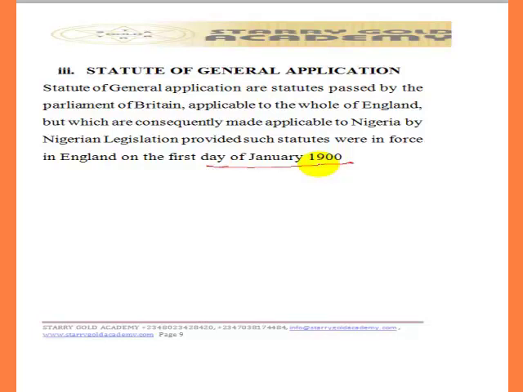And that's why we have examples of statutes of general application which we are actually using in Nigeria today, and we discover that they are laws made on or before 1st day of January 1900. We have the Wills Act 1874, the law regulating testamentary documents.